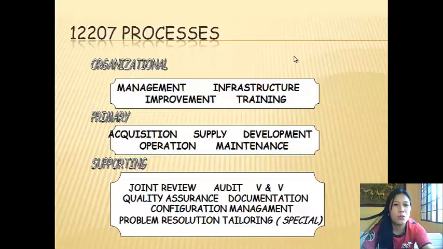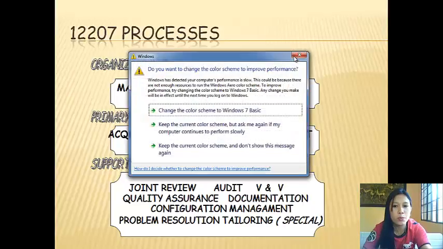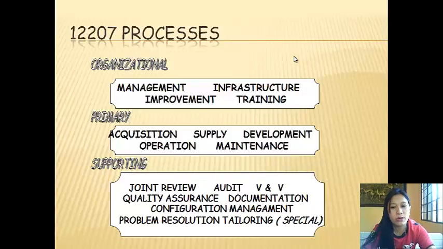The 12207 processes are organizational, primary, and supporting. The organizational processes are of four types: management, improvement, infrastructure, and training. The primary processes are acquisition, operation, supply, maintenance, and development. The supporting processes are joint review, audit, quality assurance, documentation, configuration management, problem resolution, and tailoring or special.